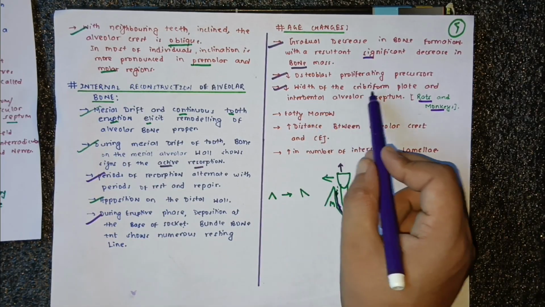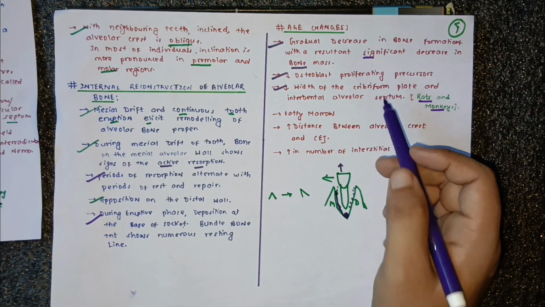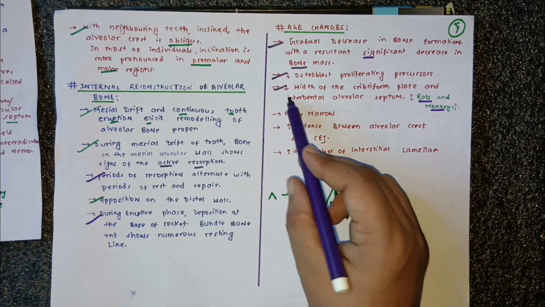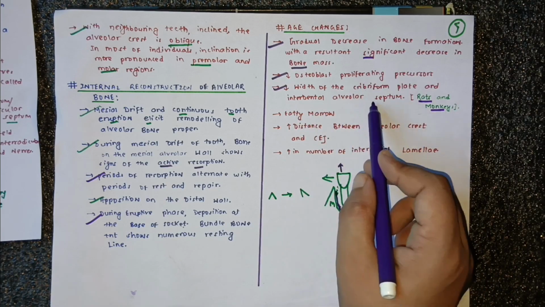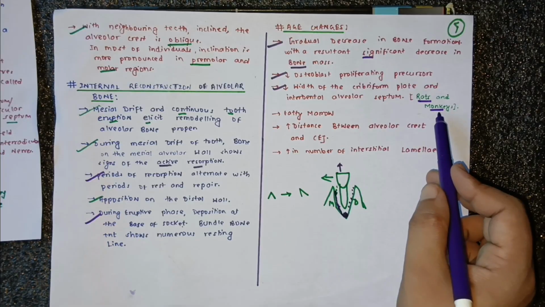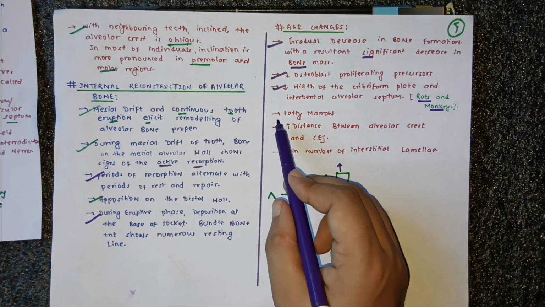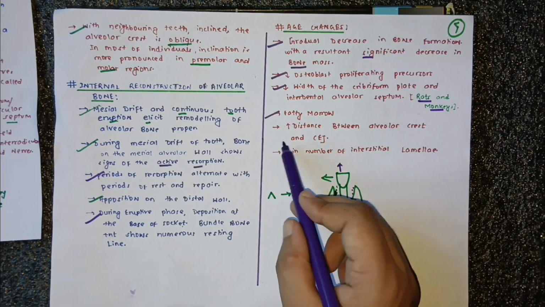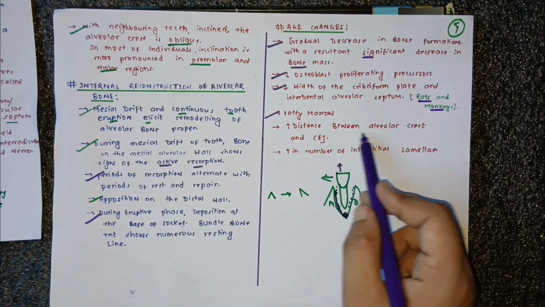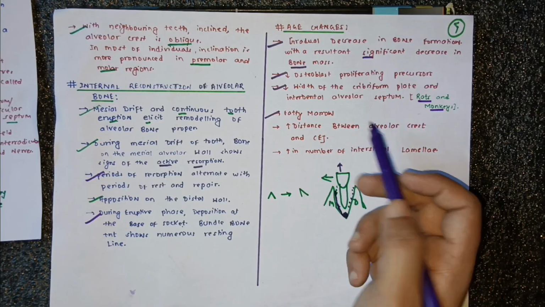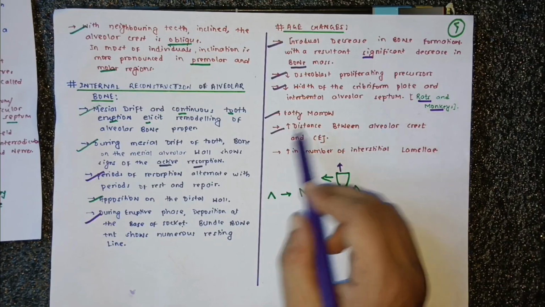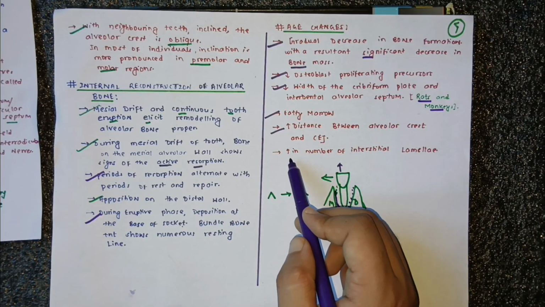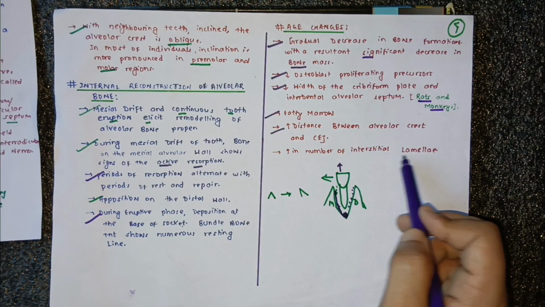The cribriform plate is in the alveolar bone proper, so its width is decreased, and the interdental alveolar septum width is also decreased. This is mostly in rats and monkeys but not in humans. There is fatty marrow in humans. After that, there is an increase in the distance between the alveolar crest and the cemento-enamel junction. Normally it is 1.5 to 2 mm, but it is increased. There is also an increase in the number of interstitial lamellae.